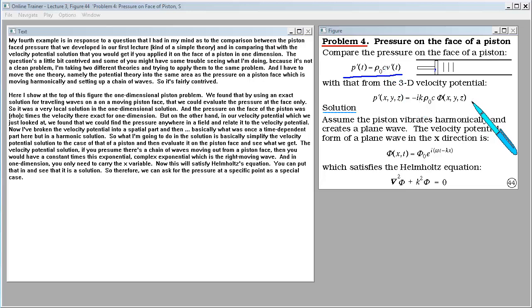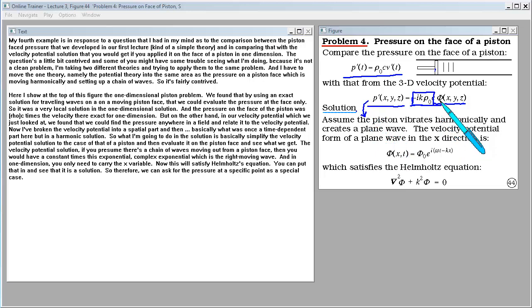But on the other hand, in our velocity potential, which we just looked at, we found that we could find the pressure anywhere in a field and relate it to the velocity potential. Now, I've broken the velocity potential into the spatial part and the part that was once the time-dependent part, but in a harmonic solution. So what I'm going to do is simplify the velocity potential solution to the case of a piston and then evaluate it on the piston face and see what we get.